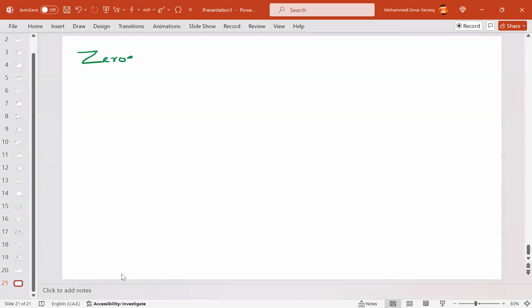So, zeros of the polynomial. What is the zero of the polynomial? Zero of the polynomial is the same concept as solution. Suppose I take any polynomial, for example, x square minus 9x plus 14. Yes, x square minus 9x plus 14.